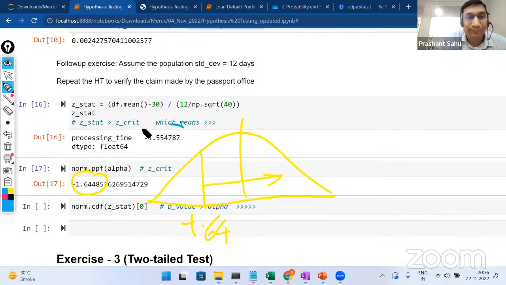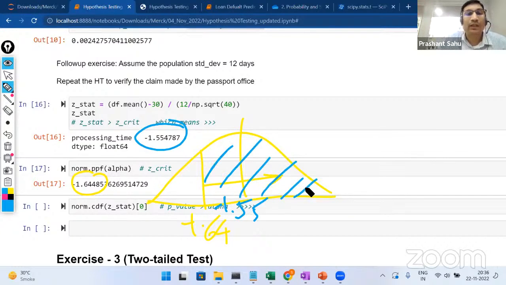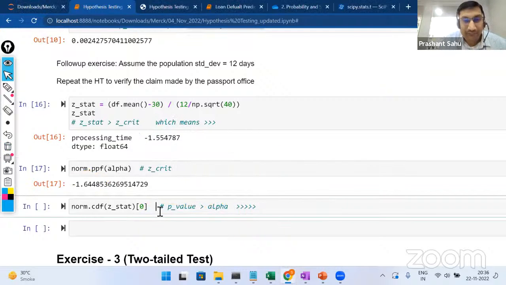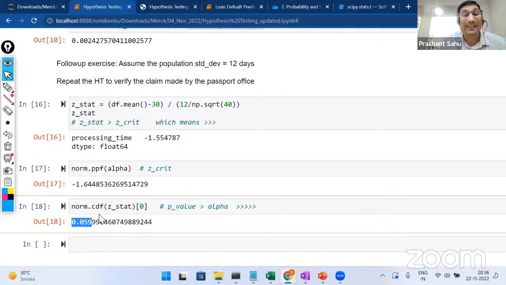And you see that this Z statistic is at 1.55, which is negative. So you are already in the acceptance zone. In this case, the same problem, the entire scenario changed. You see, the entire scenario changed. And you can verify that. You see, you have almost 6% evidence. You fail to reject the null hypothesis in this case.